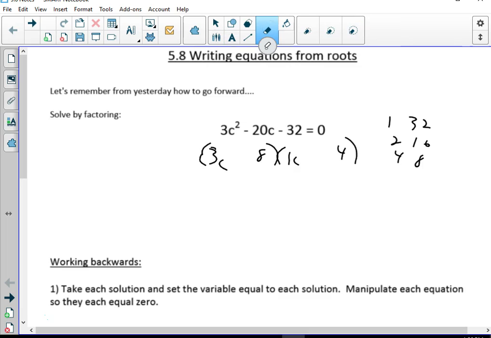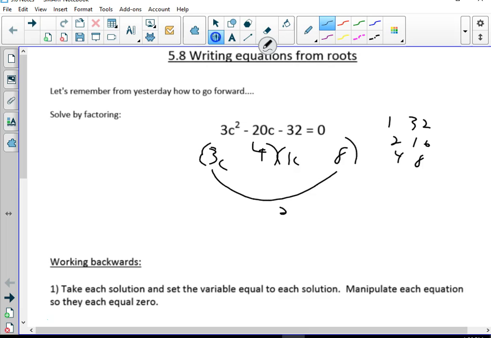So instead of doing that, I'm going to try switching the 4 and the 8. Put the 4 here and put the 8 here. Okay? 8 times 3 is 24. 4 times 1 is 4. 3c, 4, 1, 4, 24, 8. 1 times 32, 2 times 16, 4 times 8. Those make 32.